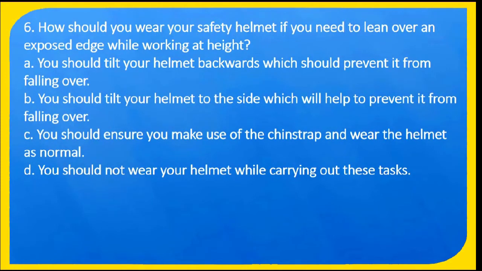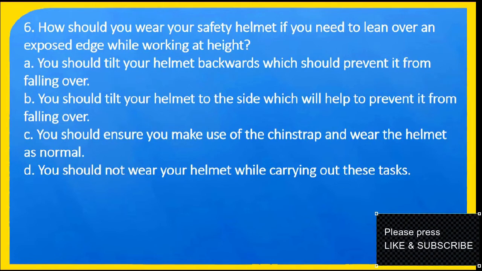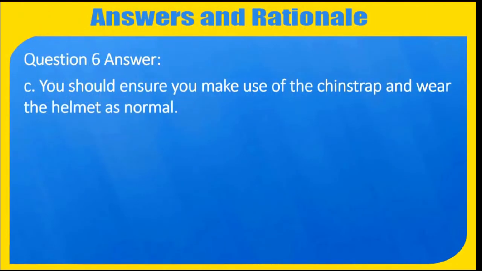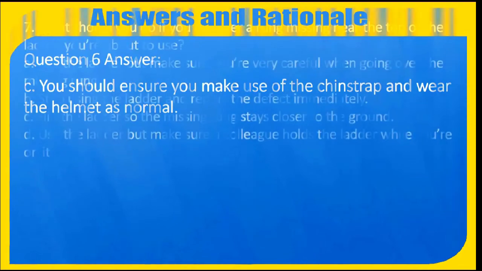Question 6. How should you wear your safety helmet if you need to lean over an exposed edge while working at height? A. You should tilt your helmet backwards, which should prevent it from falling over. B. You should tilt your helmet to the side, which will help to prevent it from falling over. C. You should ensure you make use of the chin strap and wear the helmet as normal. D. You should not wear your helmet while carrying out these tasks. Question 6. Answer. C. You should ensure you make use of the chin strap and wear the helmet as normal.